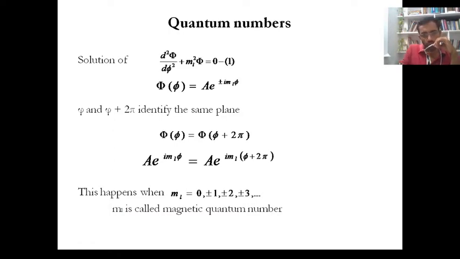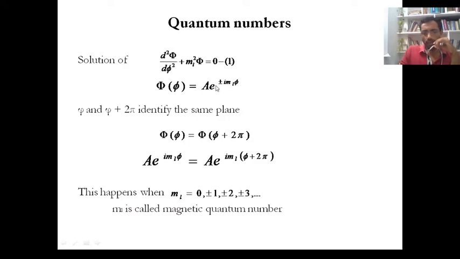So the solution of this equation we can write as A e raised to plus or minus I ml phi, isn't it? Here ml square is there. So the solution will be capital A, that is a normalization constant, into e raised to plus or minus I ml phi. That will be the solution of this equation.